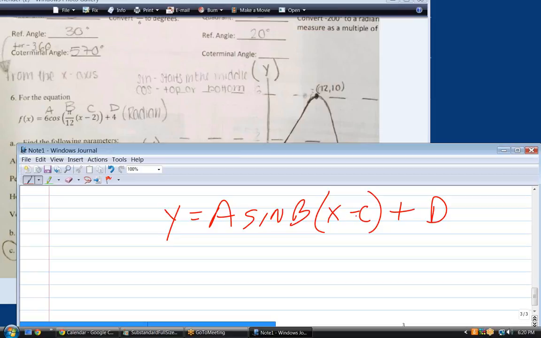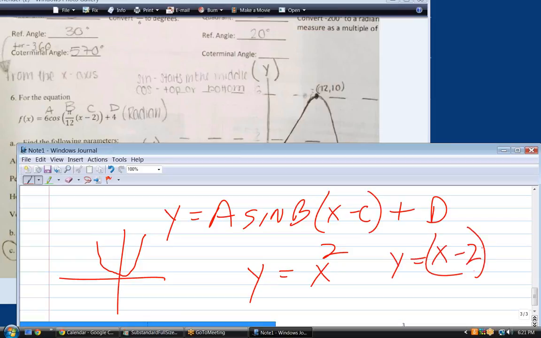Because the standard is x minus c. And a positive c means a shift to the right. Okay. In the same way, remember when we were working with parabolas? Well, there's x squared, which is a parabola at the origin. But if I say y equals (x minus 2) quantity squared, this 2 is a shift to the right, meaning my parabola would be like that.